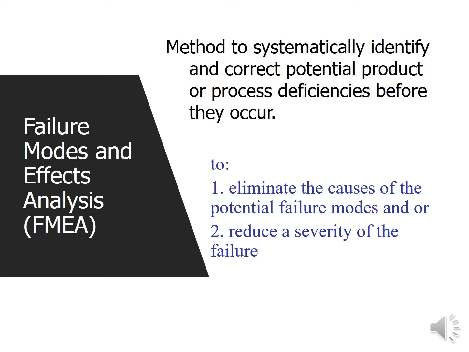Okay, what is FMEA? FMEA is a method to systematically identify and correct potential product or process deficiencies before they occur. Okay, meaning first, to eliminate the cause of the potential failure mode and to reduce the severity of the failure.